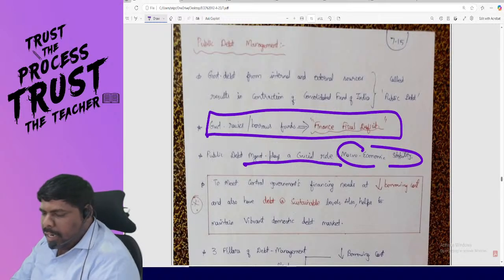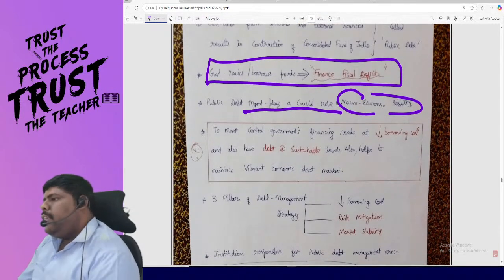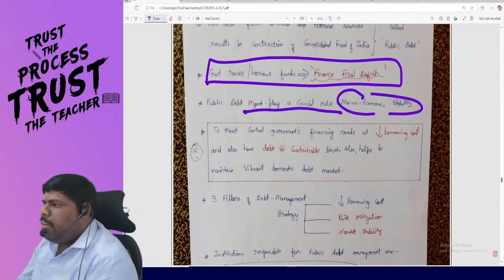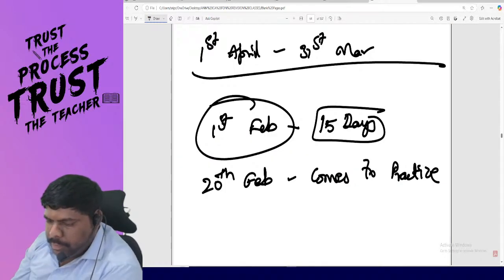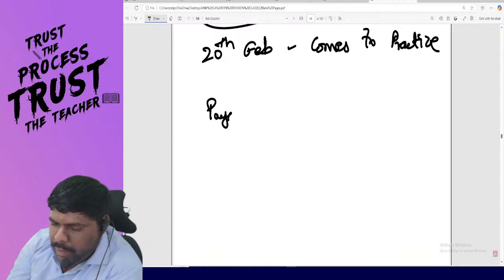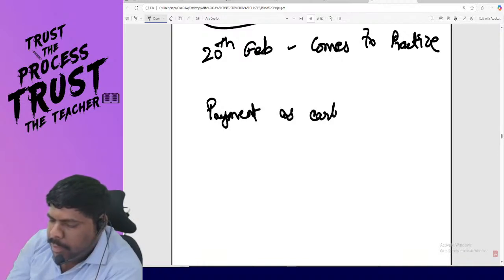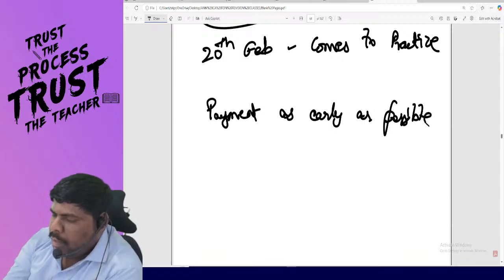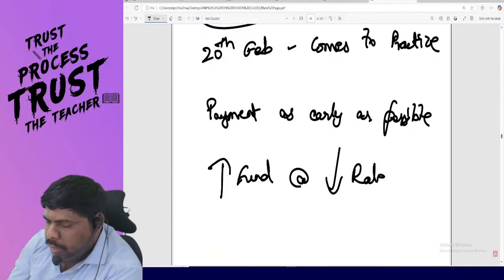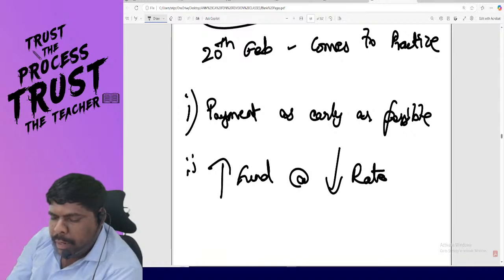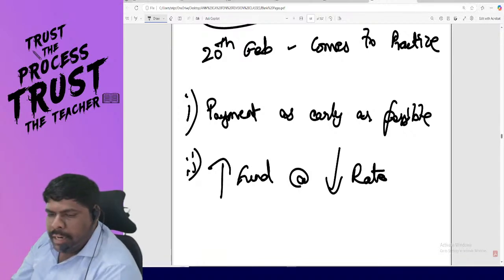Now listen, to meet the central government financing needs at a lower cost and also to have a sustainable level of debt, it is always advisable to have a vibrant debt market. See, a vibrant debt market is very simple. Number one, how are we going to repay the amount in the least way possible. Number two, how are we going to get the loan at the lowest interest rate possible. First, we have to make payment as early as possible. Number two, we have to get the highest fund at the lowest rate. Both will come under debt management. This is what debt management is all about.